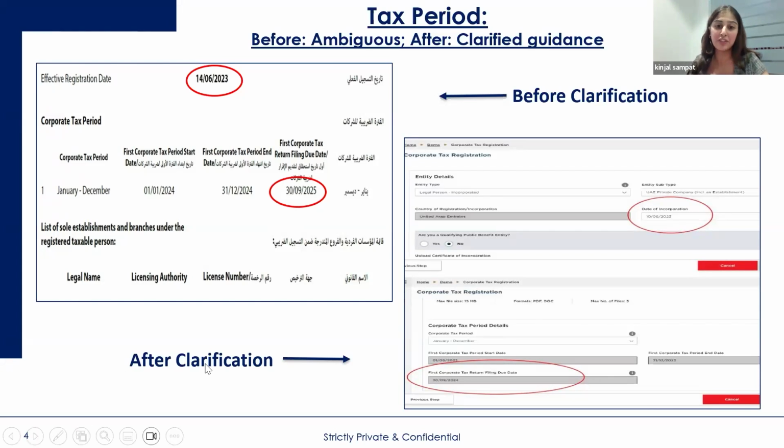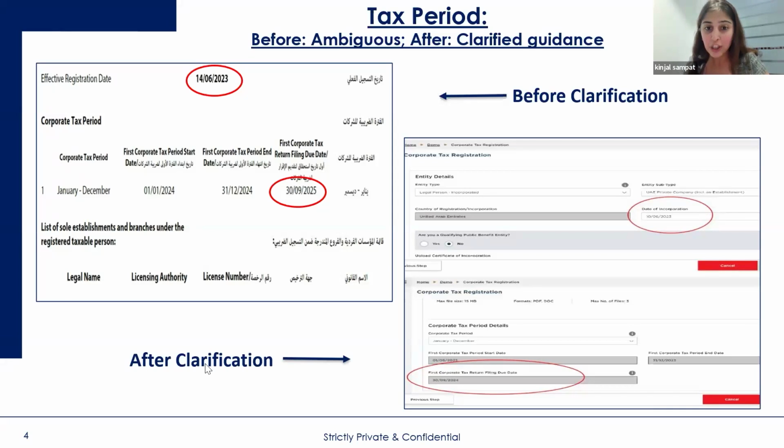Yes. Now, here in this slide, we have two practical cases of how the EmaraTax portal has adapted to the change post clarification. If you see the first screenshot, it is a registration certificate of an entity which was incorporated in June 2023, which was issued to us a few months back. Now, in this screenshot, if you observe, the first tax period is stated as January 24 to December 24, and the corresponding due date for filing the return of income is stated as 30th September 2025. Now, with the curiosity to see if the portal has adapted to the clarification, we tried to re-verify with the same incorporation date.